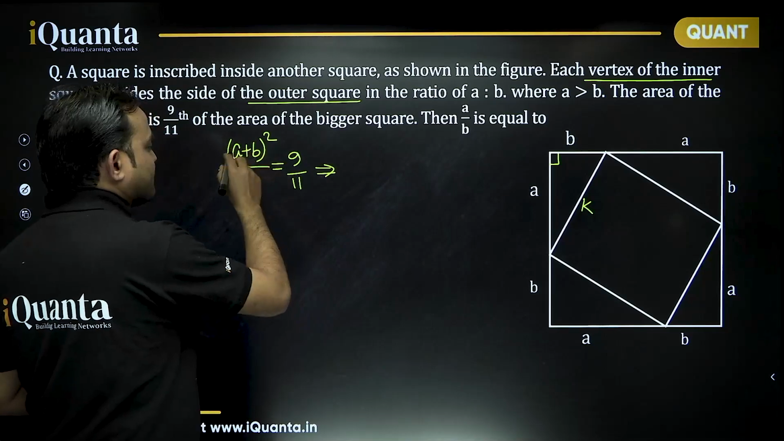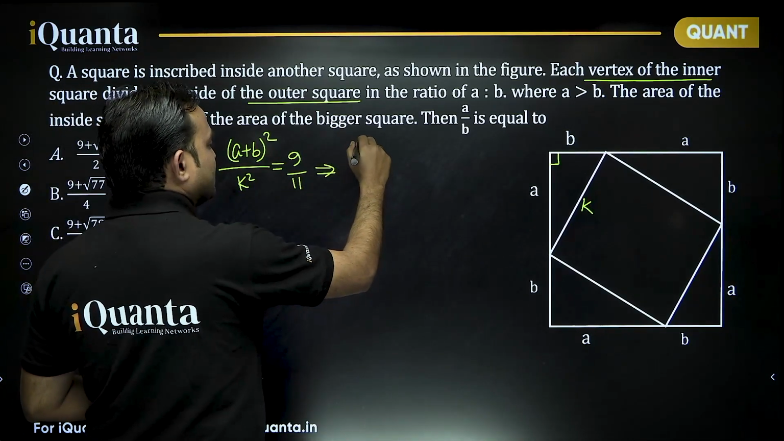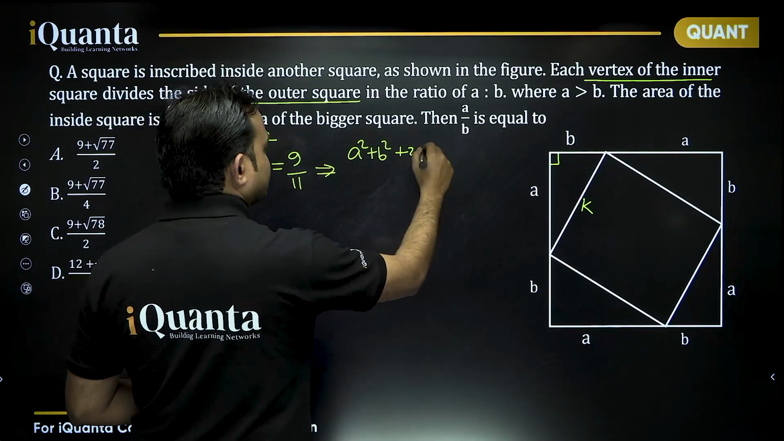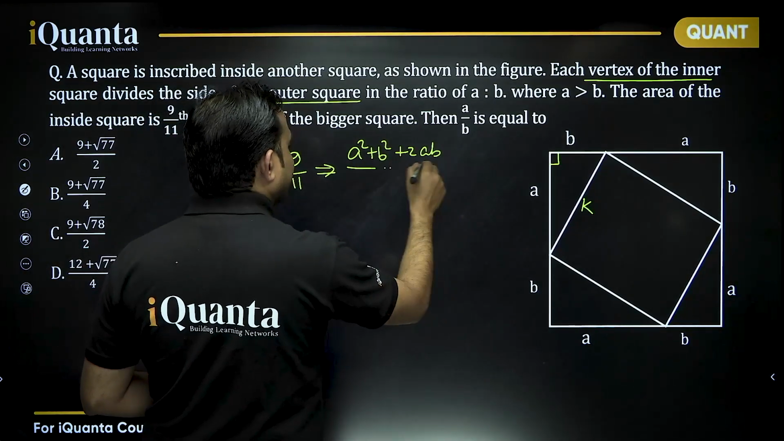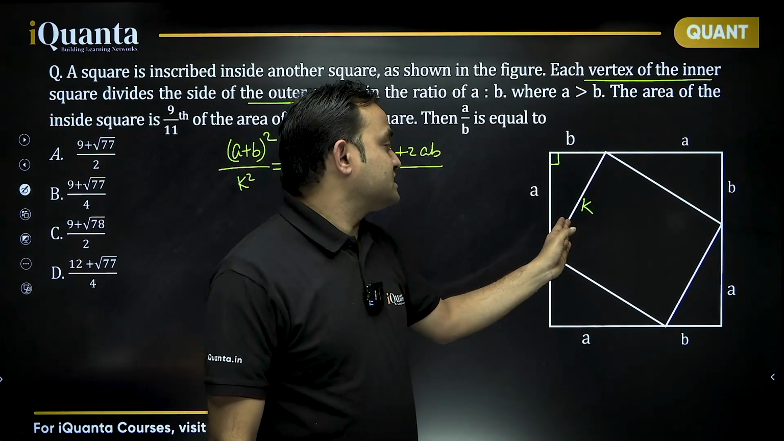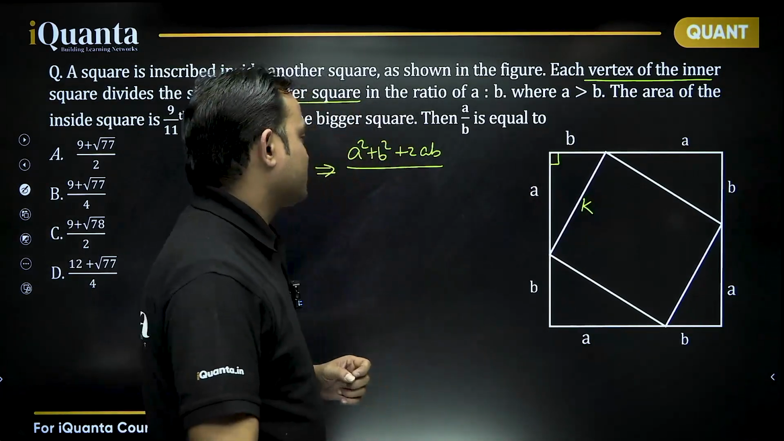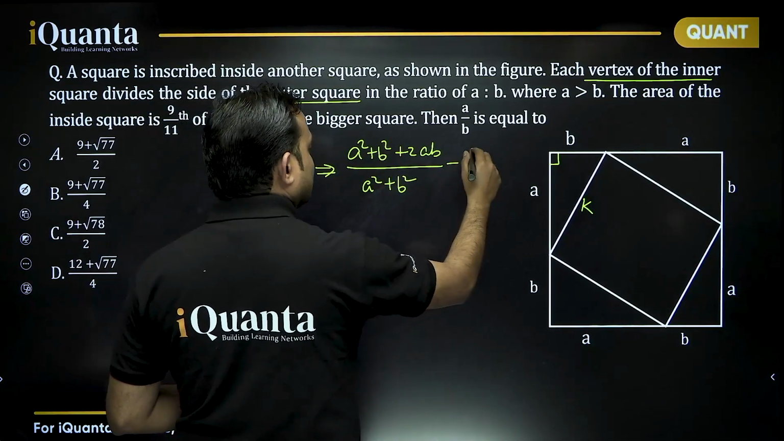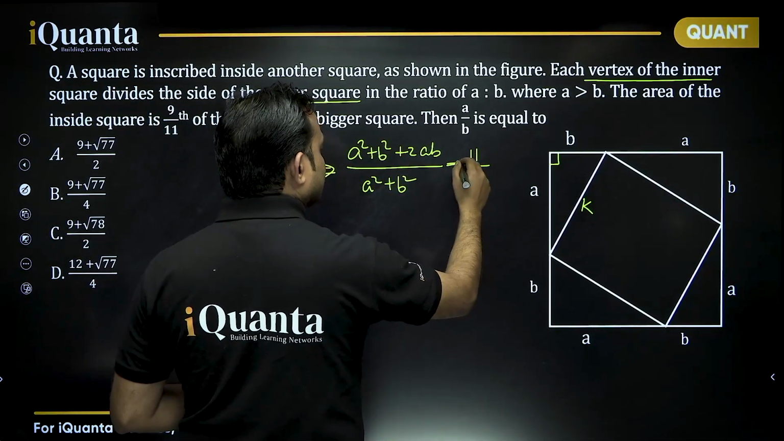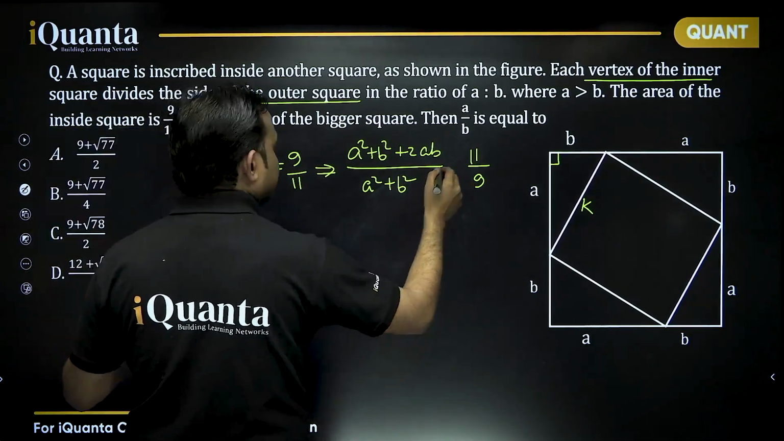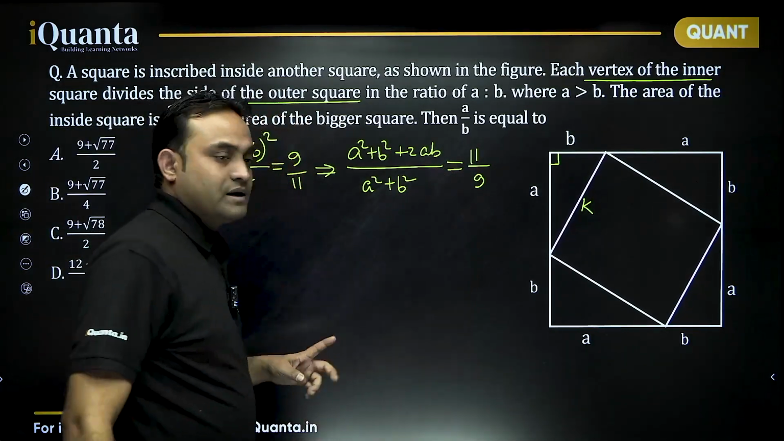Or we can say, if I break this, I can write a square plus b square plus 2ab divided by k square. Using the Pythagoras theorem, k square is nothing but a square plus b square. So (a square plus b square plus 2ab) divided by (a square plus b square) is equal to 11 upon 9, right? The ratio is 11 upon 9.